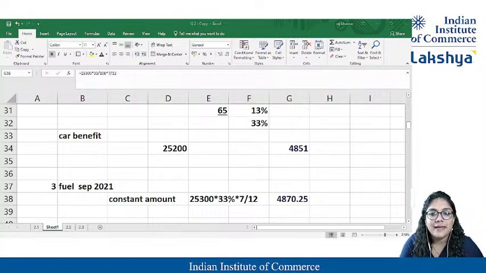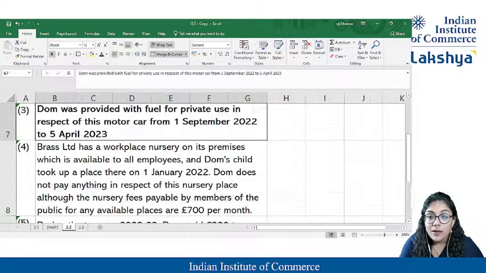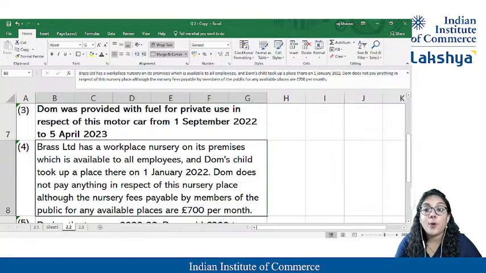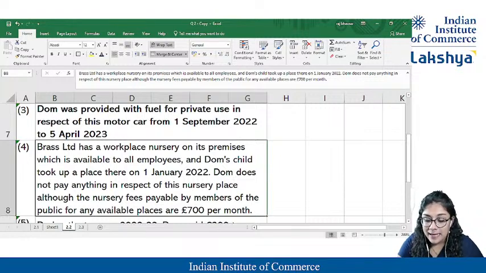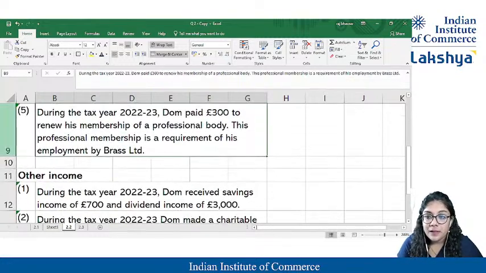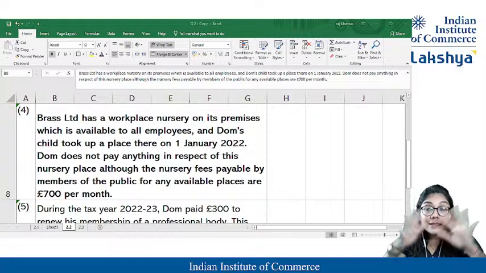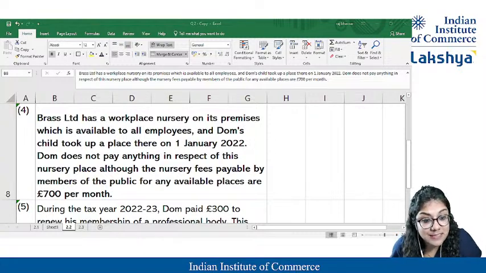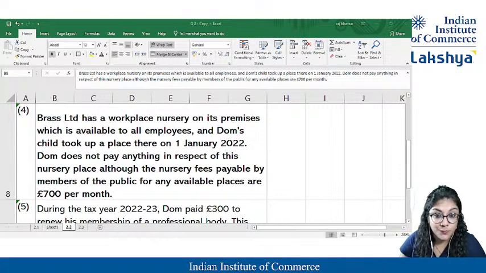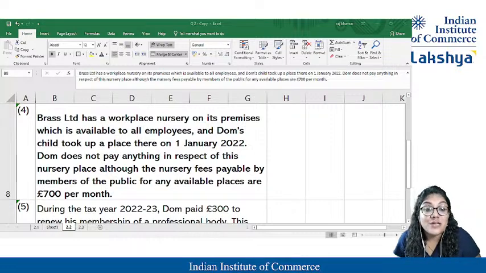Okay. Now when I go ahead with the further question, they have provided that Brass company, my employer has a workplace nursery on its premises, which is available to all the employees and Dome's child. Okay, so what happened over here? In many of the companies, I don't know whether you know or not, the company provides them with some help. They provide some nurseries where the employees' children can come and sit, so that the employee can concentrate on their work. Like I can say it's something like child care, right? The child care which is being given by the employer is known as exempt. Why? Because the employer used to feel that because of kids, the parents are not able to concentrate on the work that they are doing.